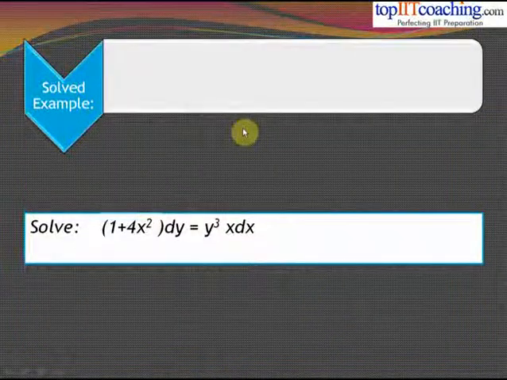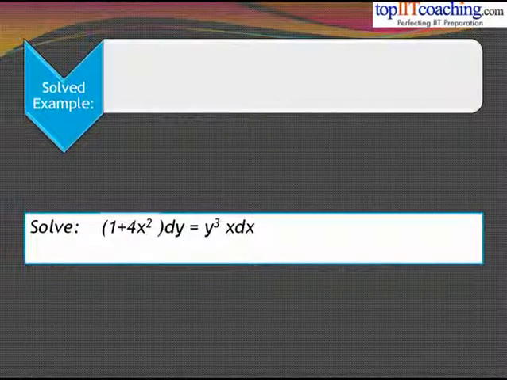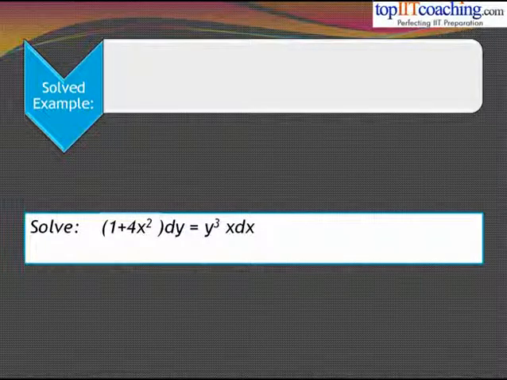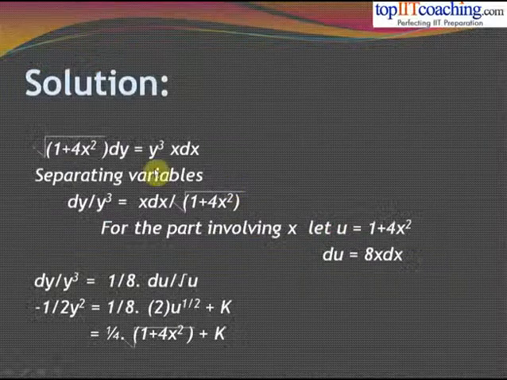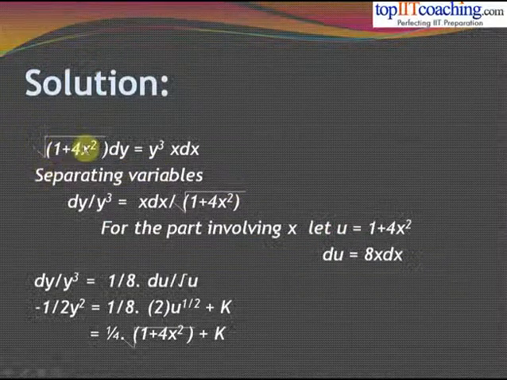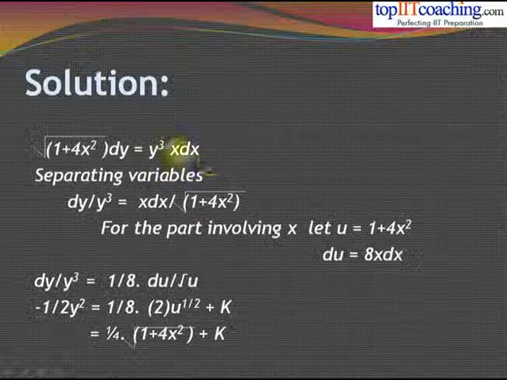Let's try to solve one more example. Solve the differential equation under root of 1 plus 4x square into dy equal to y cube into x dx. So we have to solve this differential equation. We bring y cube to the side of dy and we bring the term comprising of x to the side of dx. Thus dy by y cube is equal to x times dx divided by under root of 1 plus 4x square. Now the integral of this part is very easy.